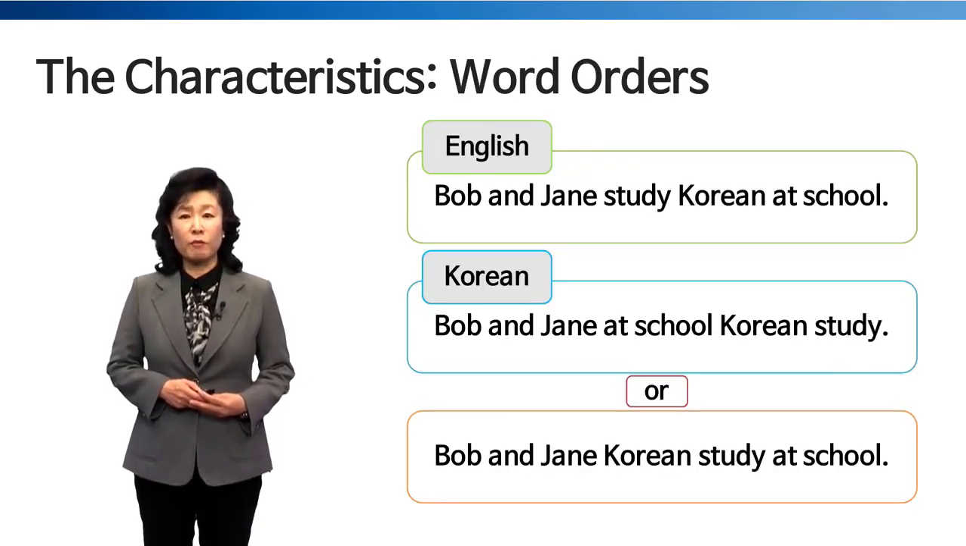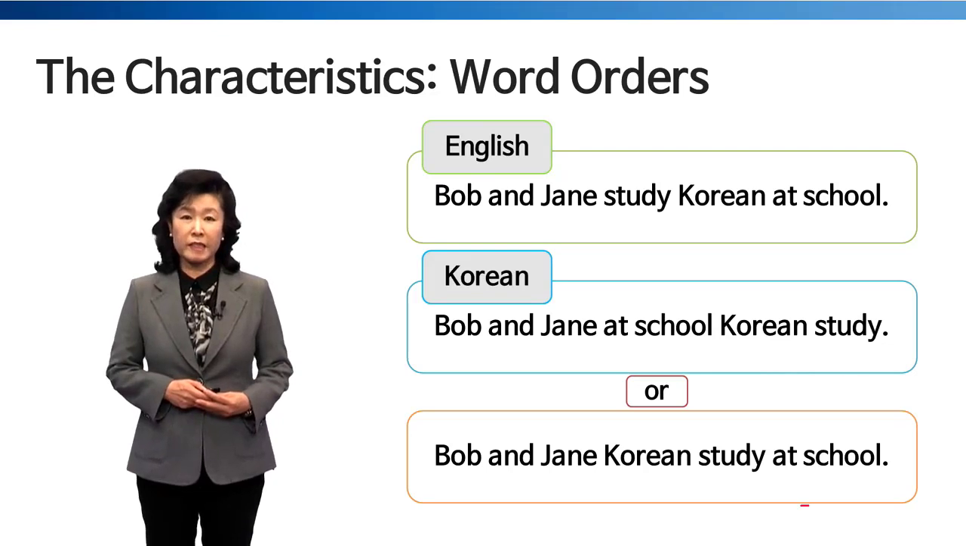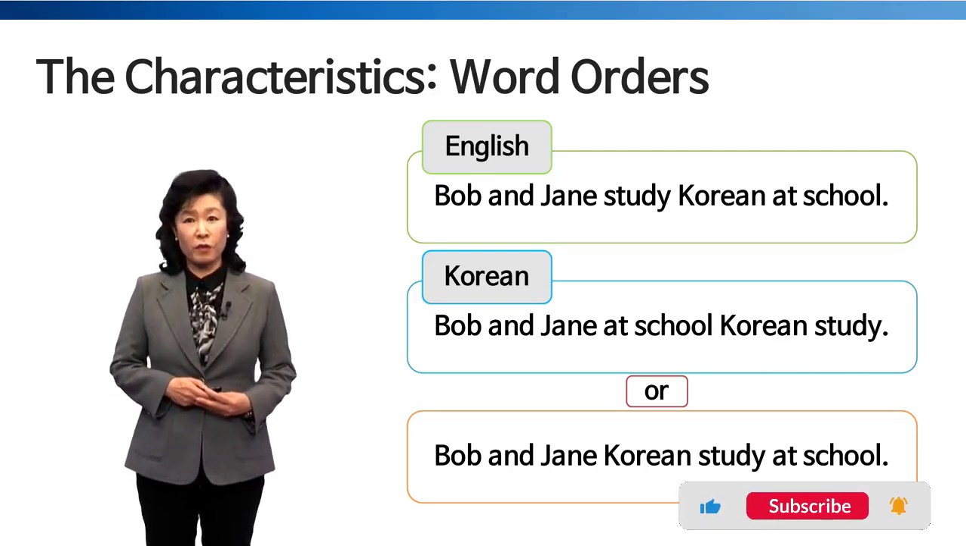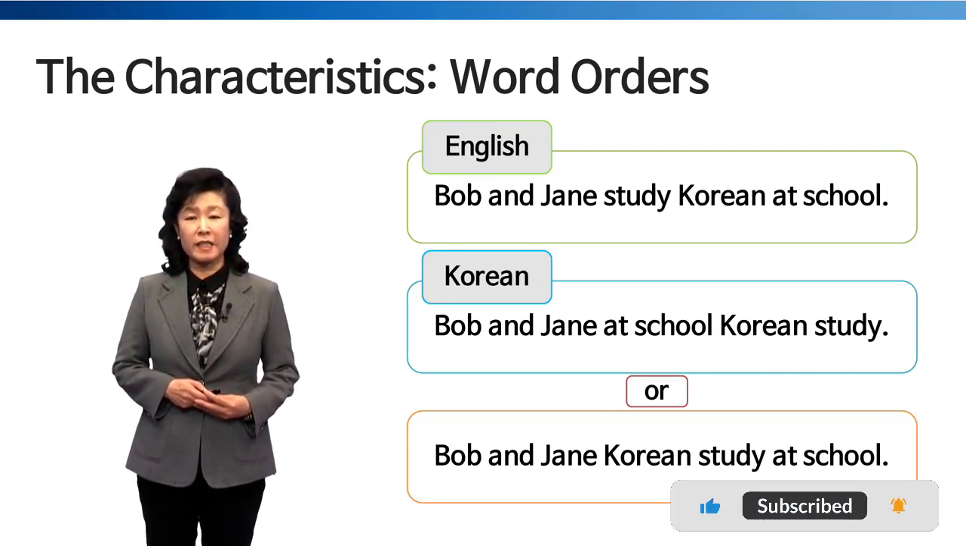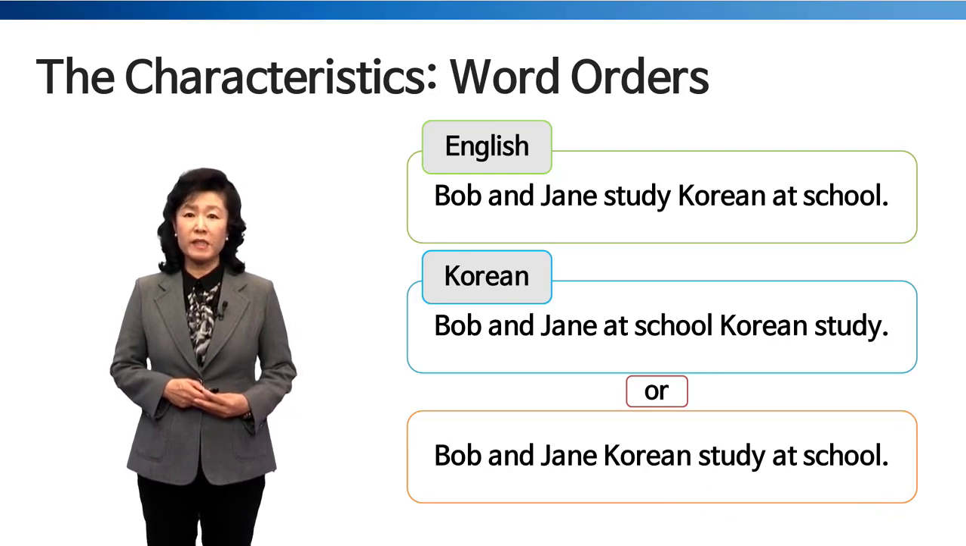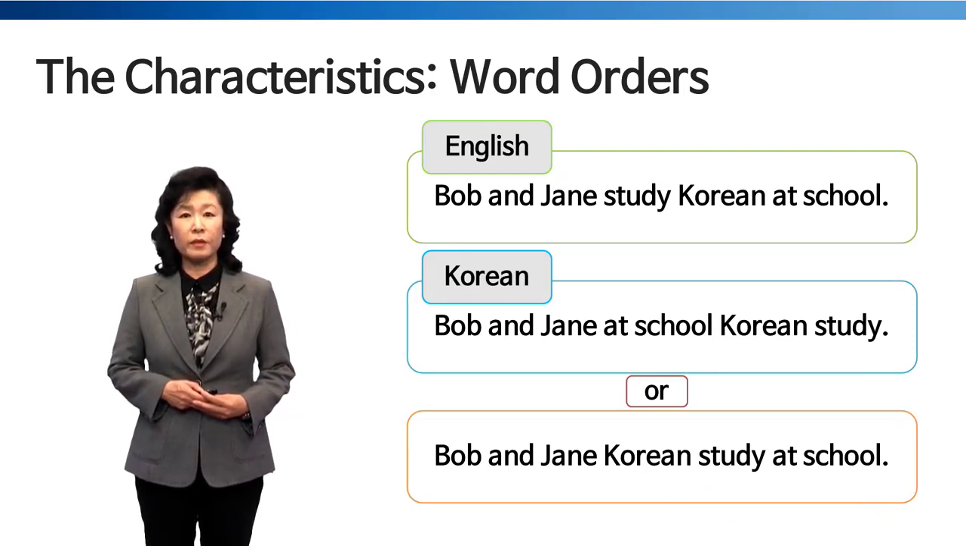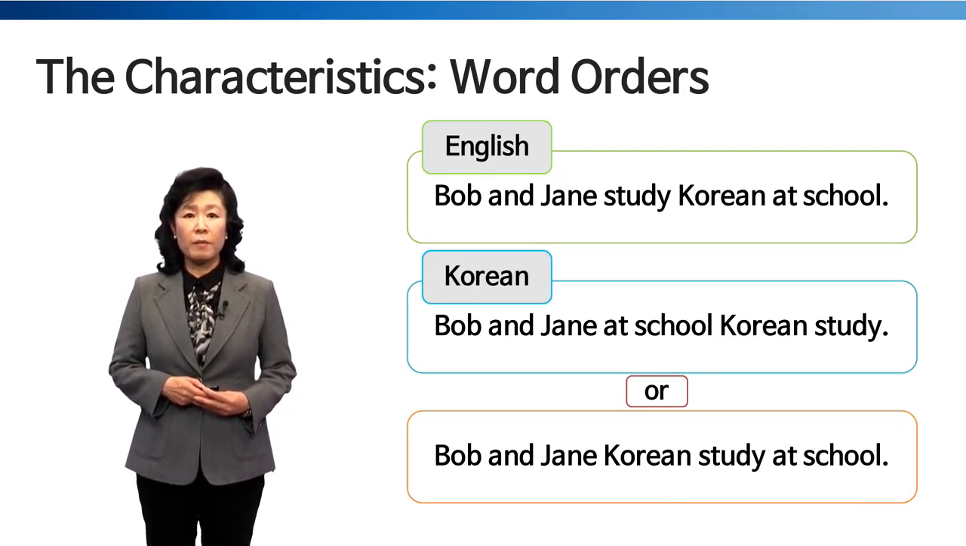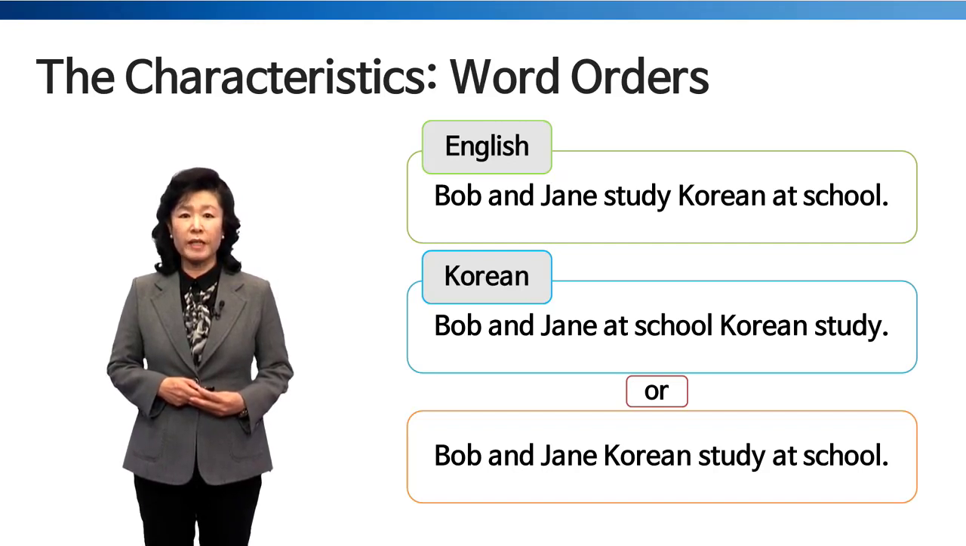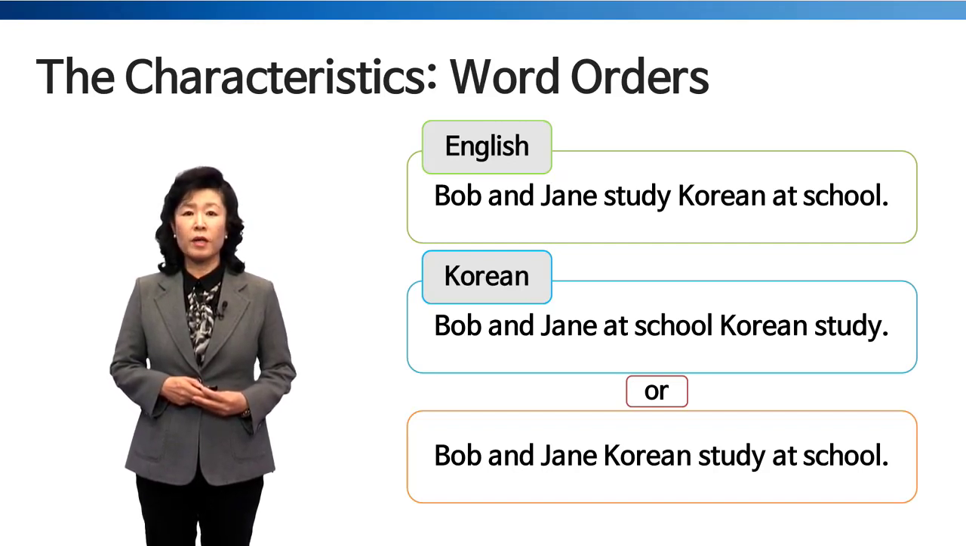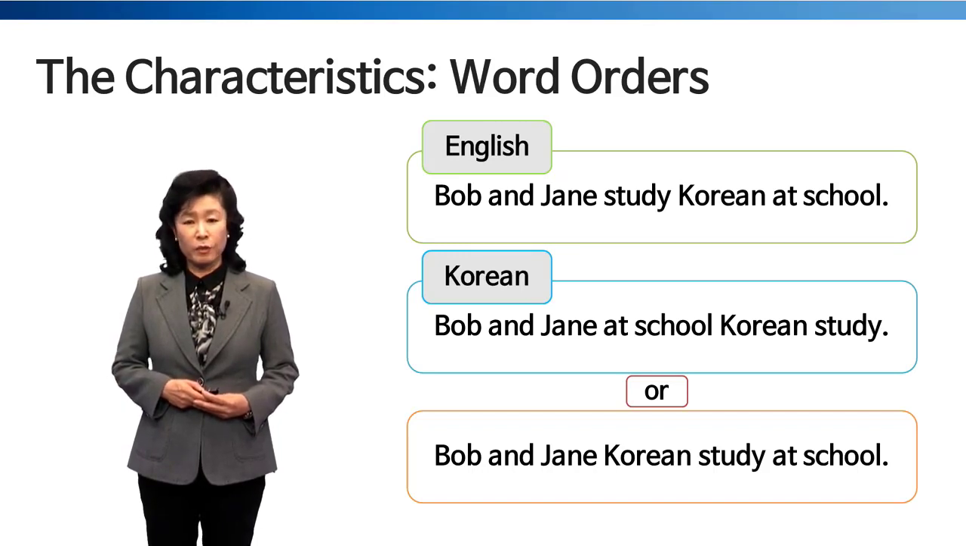Korean is also a language free from word order. As long as there is a verb or an adjective at the end, the sentence would make grammatical sense. For example, if you want to say, Bob and Jane study Korean at school, in Korean, you can say, Bob and Jane at school, Korean study. Or, Bob and Jane, Korean study at school.